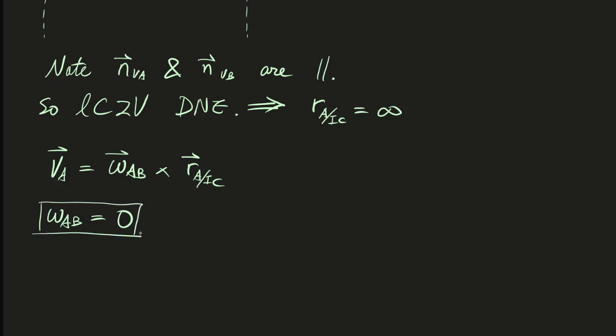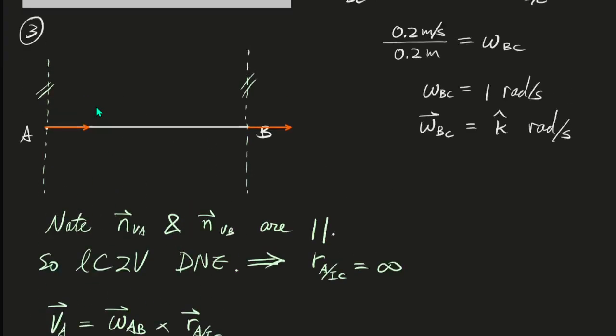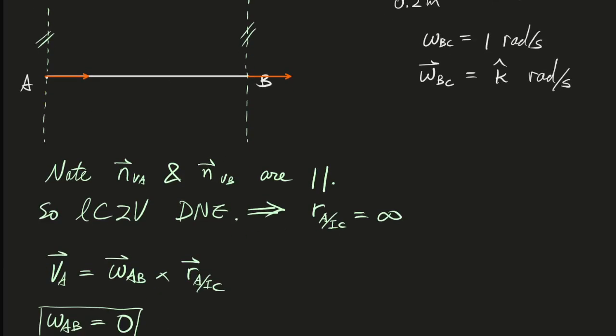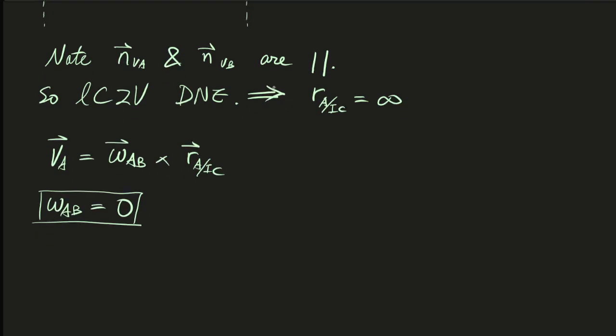Or you don't have to do all these steps, and you can straight up say that omega AB is 0 because the instantaneous center of zero velocity doesn't exist. Right, that looks like 11, but it's actually parallel. Okay. Cool. So that was step 3. And I notice my color has changed, so let me switch back to my palish white.